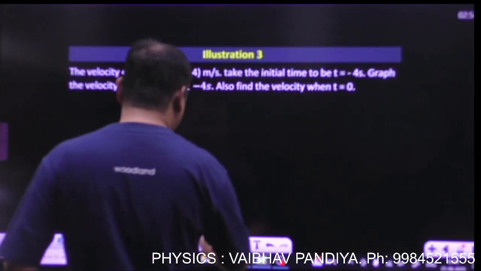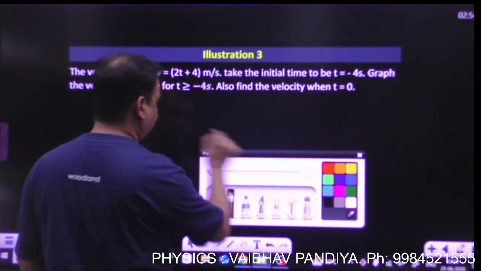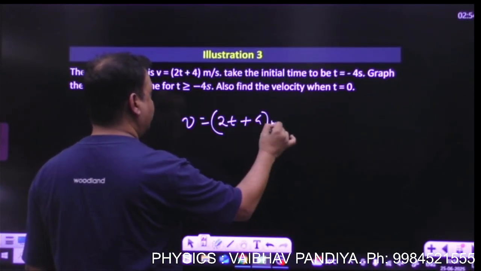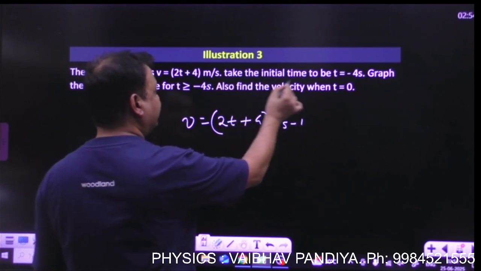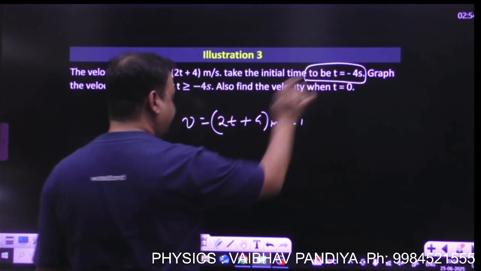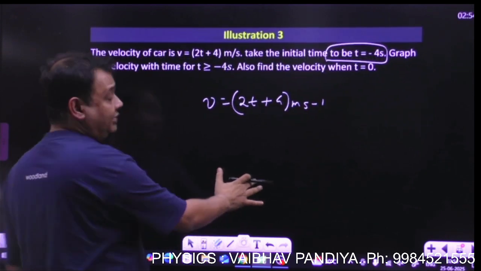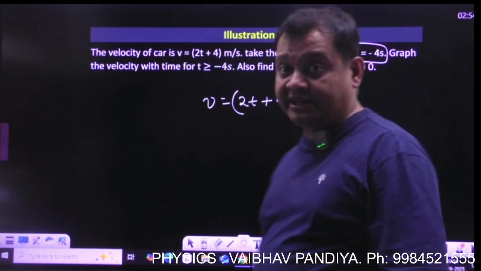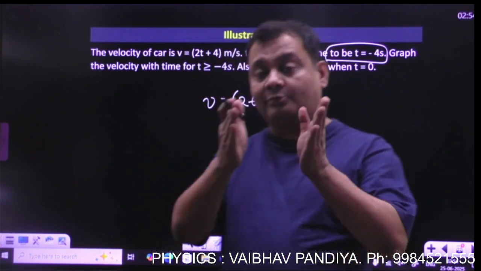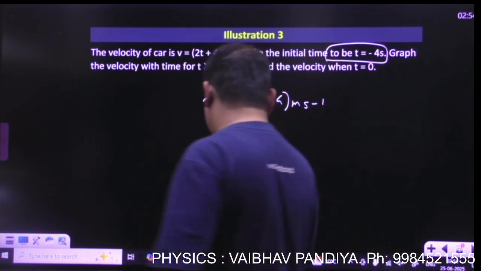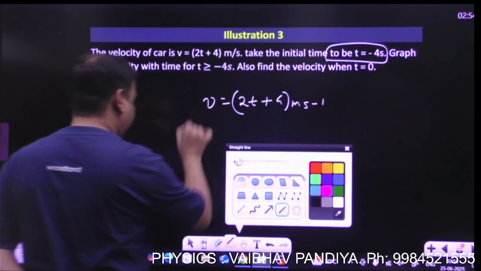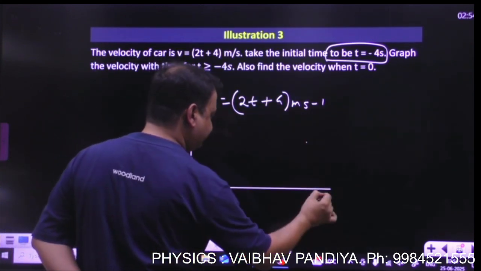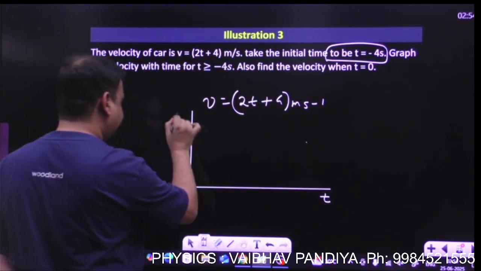The velocity of a car is 2t plus 4 meter per second. Take the initial time to be minus 4 seconds. Now see here, they have given that you won't start the graph from t is equal to 0. Instead, you will start the graph from t is equal to minus 4 seconds. So this is the time axis, the independent variable, and this is the velocity.